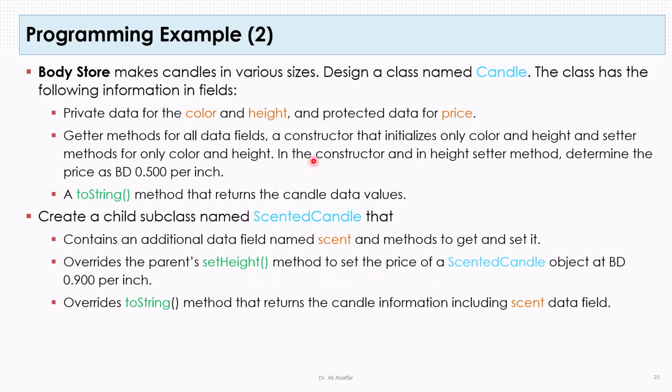Notice that for the Candle, which is the superclass, the price inside the setHeight method is determined by multiplying the height by 0.5 BD. But for the subclass setHeight method, the price is determined by multiplying the height by 0.9. Also, this class overrides the toString method that returns the candle information including the scent data field. That means this toString method will not only print the scent data field, it will print the inherited data field values in addition to the scent data field.